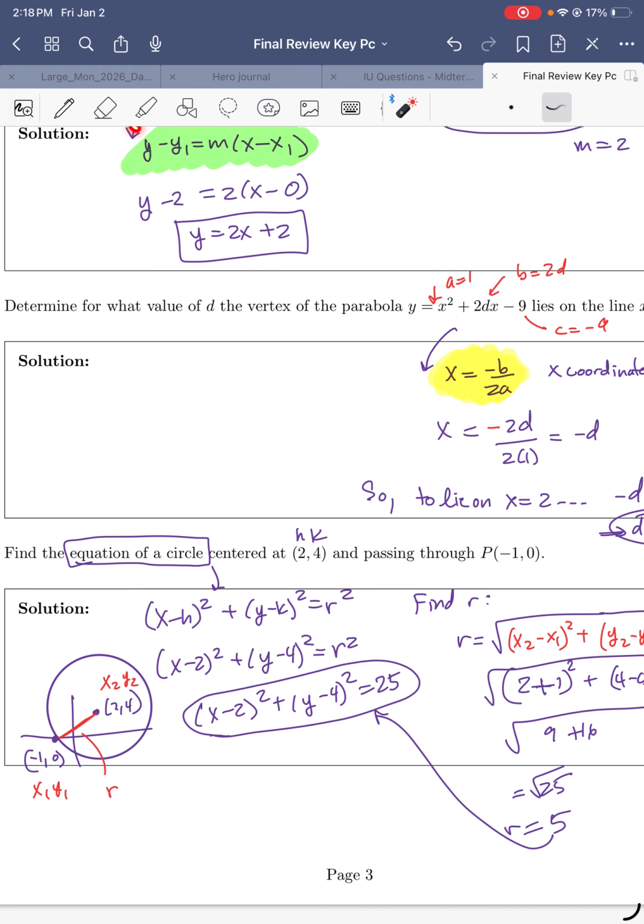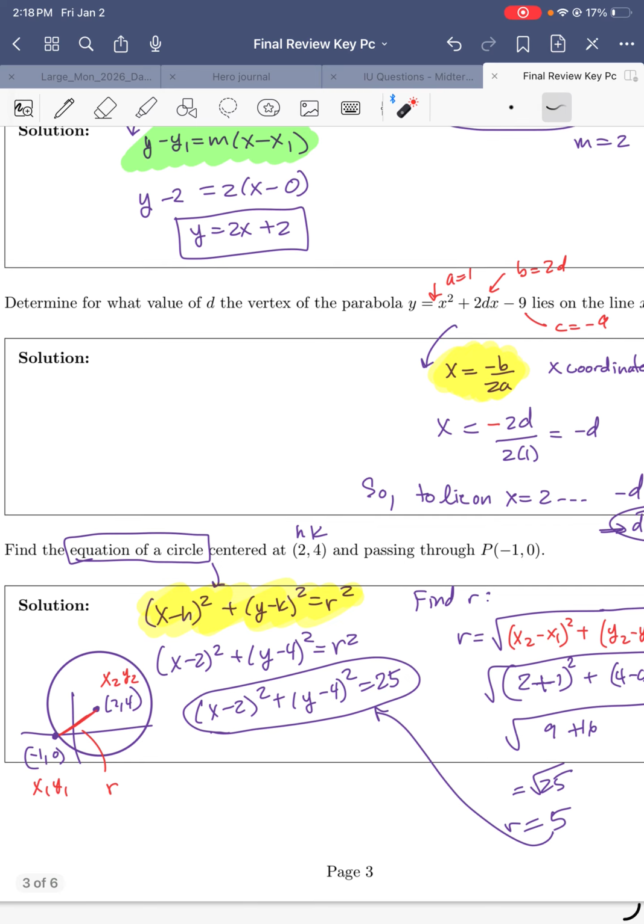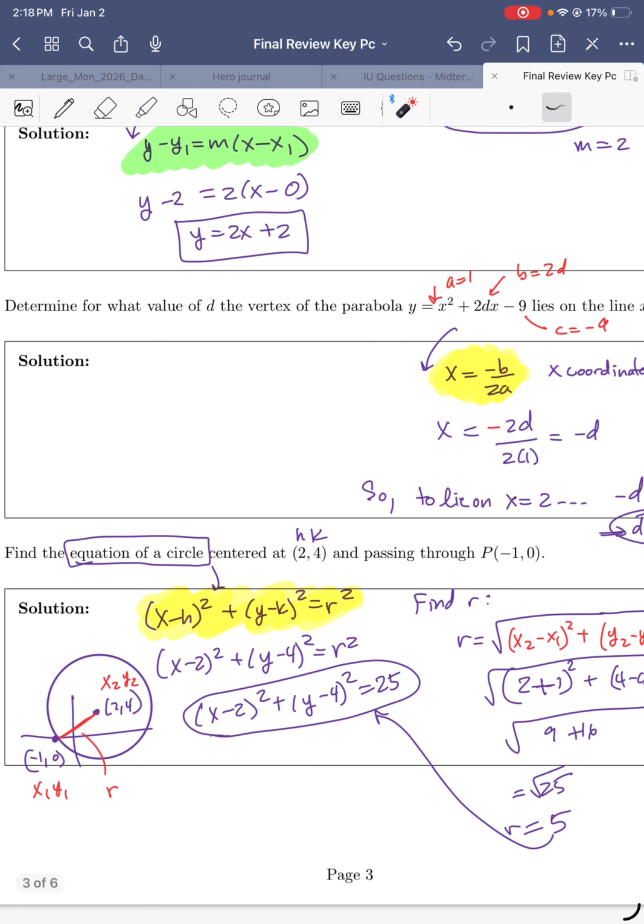Find the equation of a circle. Again, have that sucker memorized. Memorize the equation of a circle. And they want it to be centered here. That means that's your h, k. Blam, blam, I'm almost done.